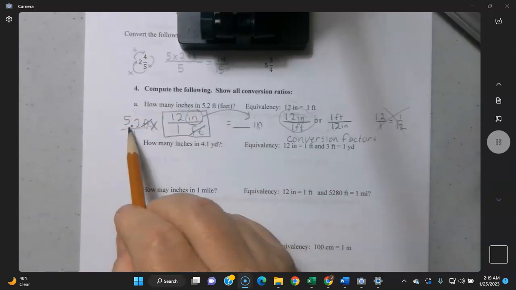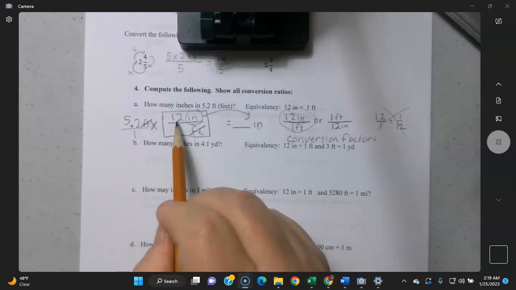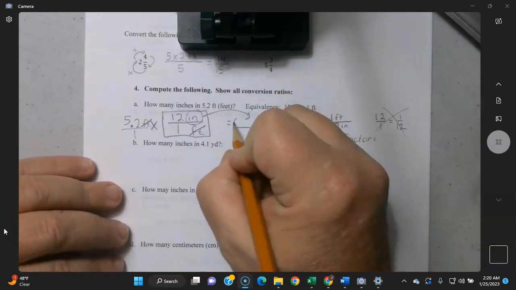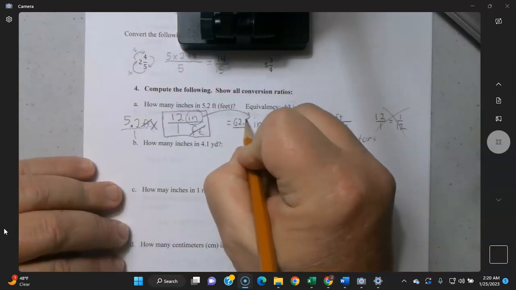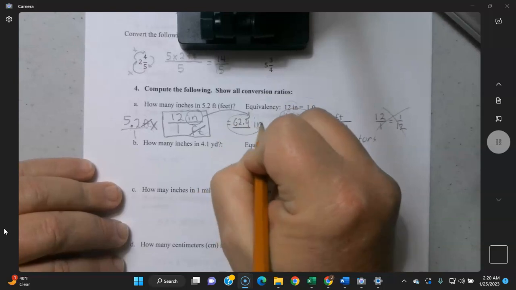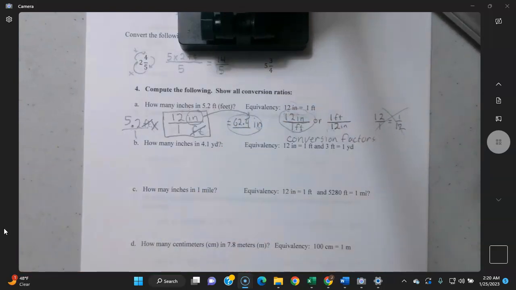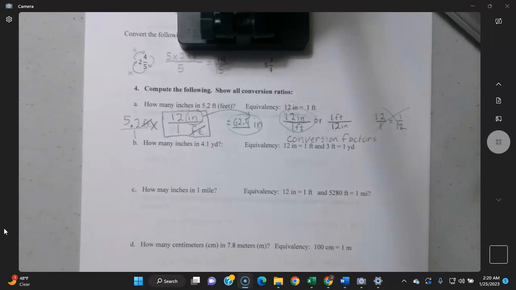Okay, so now we have 5.2 times 12. And that's going to give us 62.4 inches. Okay, and that's your final answer. All right, so study how you did that. Let's do another one. Now this one's a little more complicated.